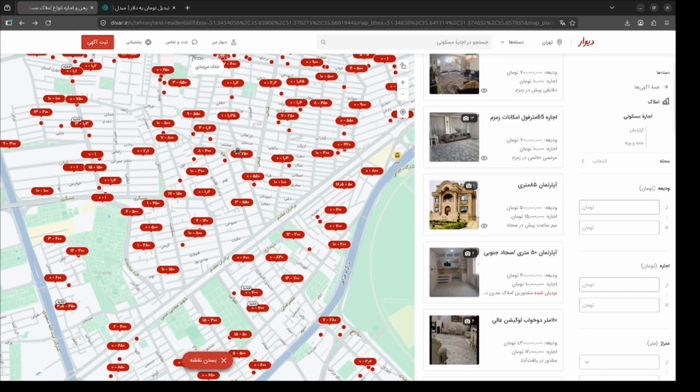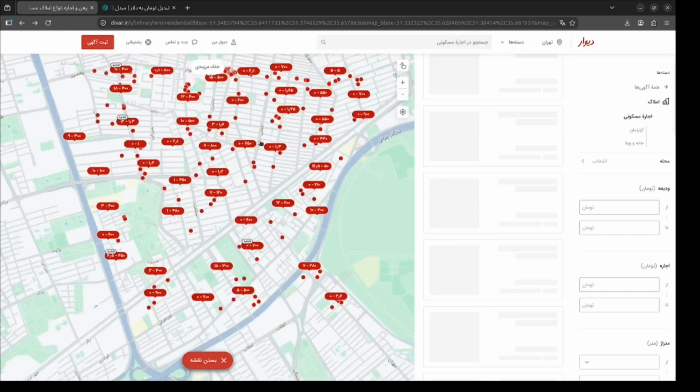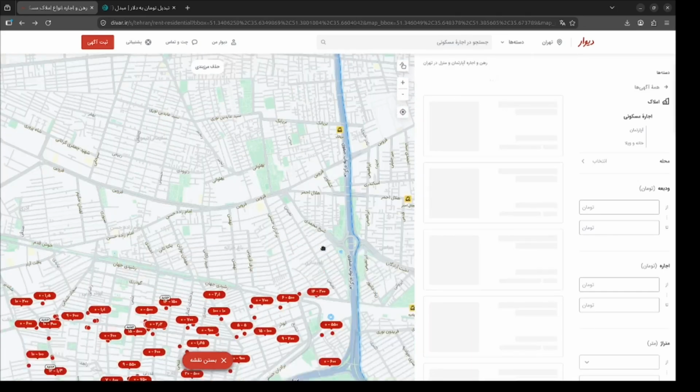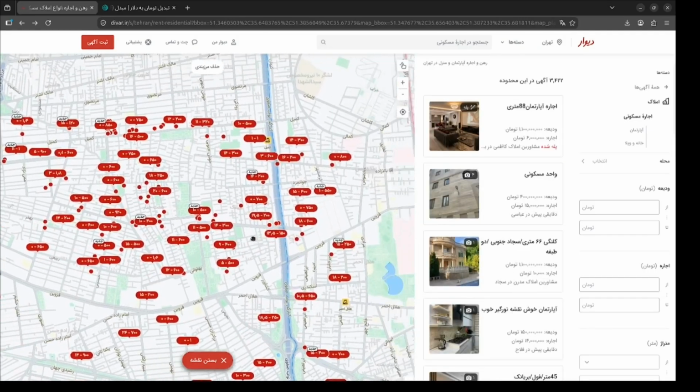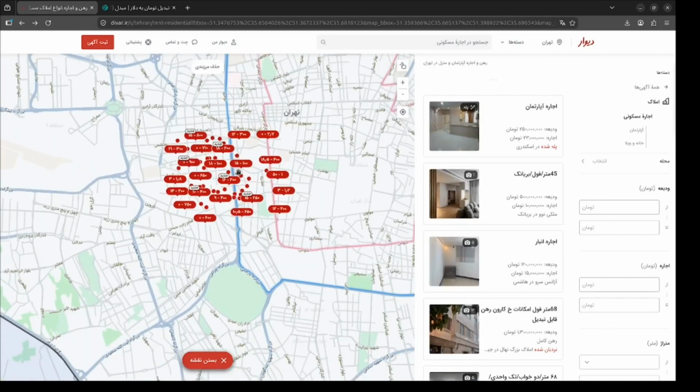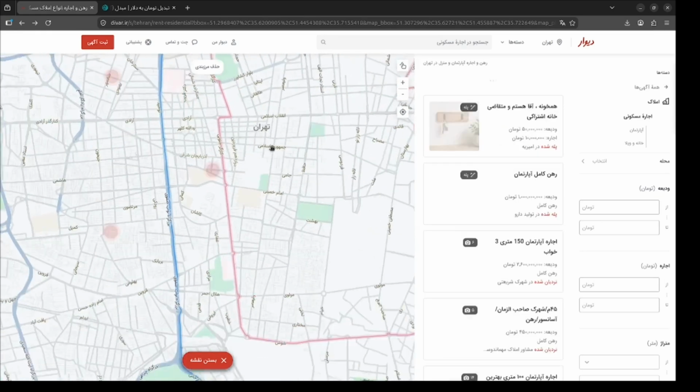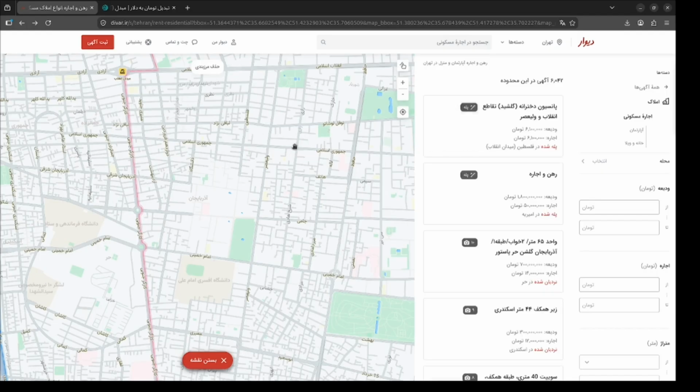Alright, let's go check the midtown or the city center. For example, where should we go? Maybe this spot. Okay.